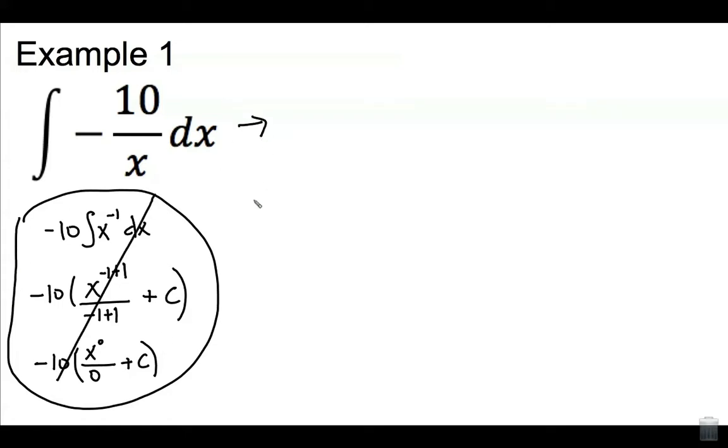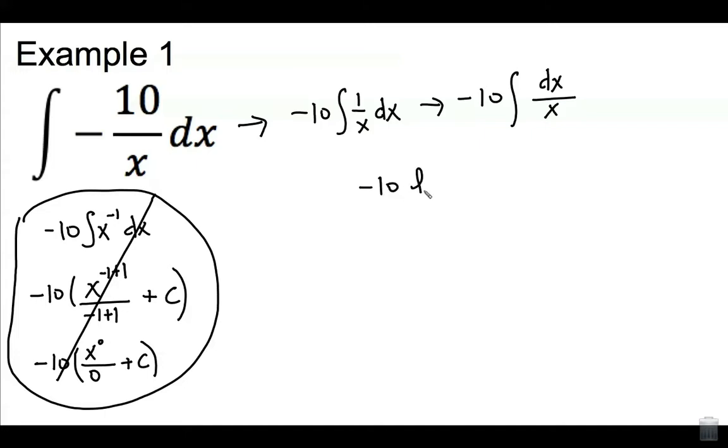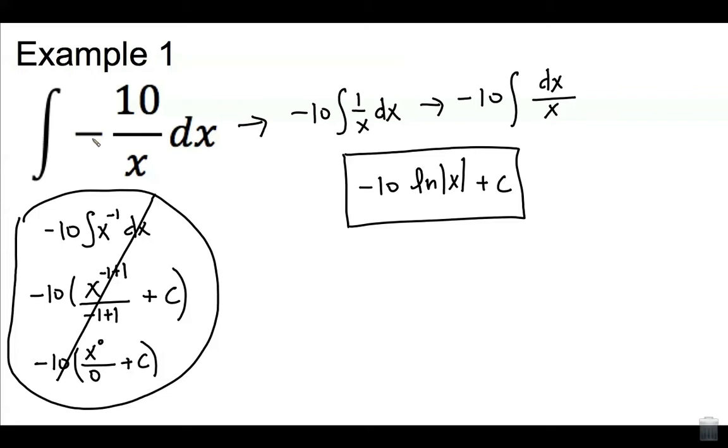So the correct way to do it here would be, if you want to bring out that negative 10 over, that's fine. Others, more than likely you're not going to see it this way. More than likely you're going to end up seeing it this way right here, dx over x. Whether it's these two, they are both equivalent. From here, you can jump into the natural log of the absolute value of x plus c, and this here is your answer to that.